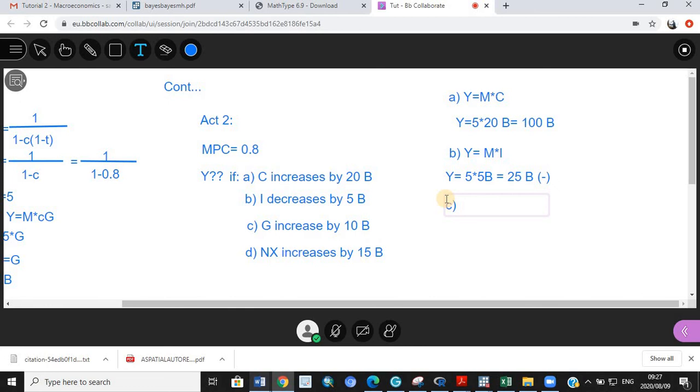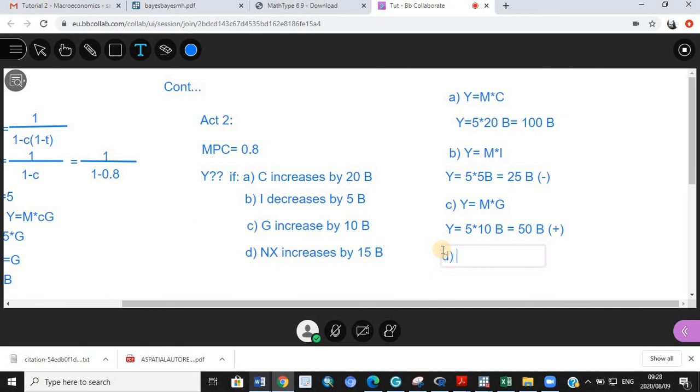So let's see. What happens if government spending increases by 10 billion? The multiplier is the same. We will say Y should be equal to M times the change in government spending, so Y should be equal to 5 times 10B, which is 50B, an increase. And the interpretation is the same, right? Very good.